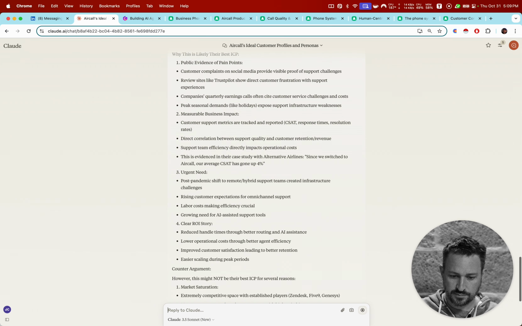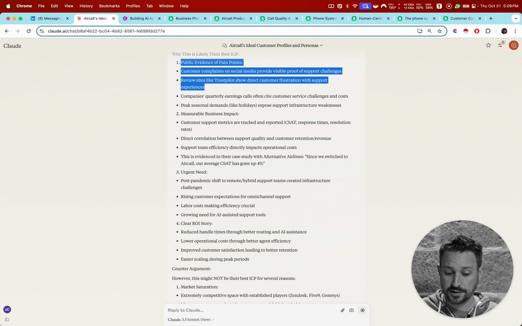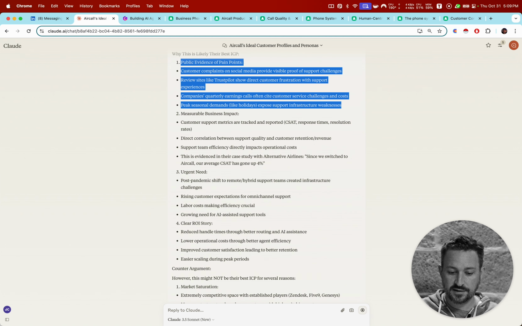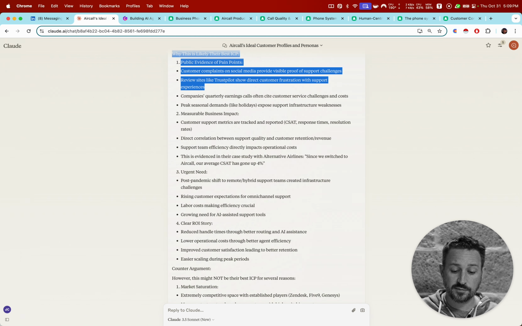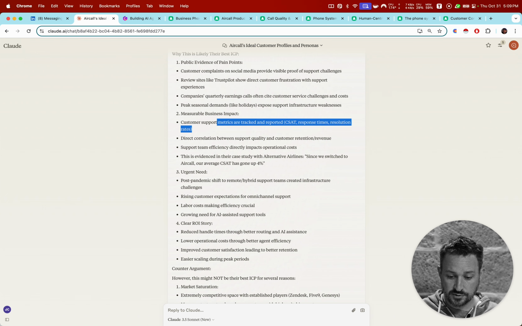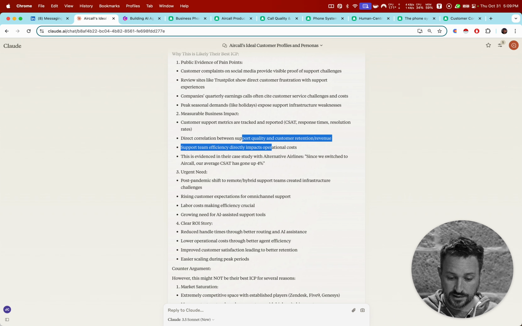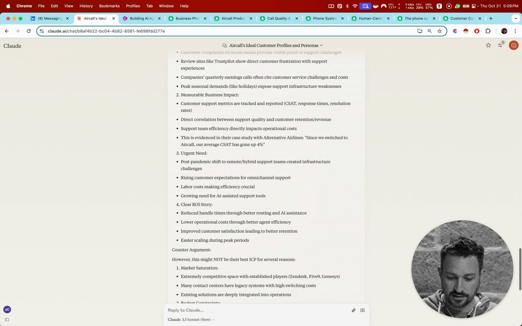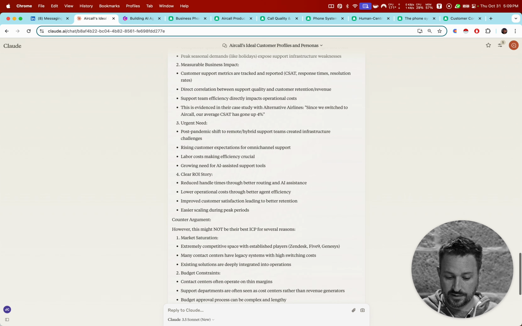Customer support teams, public evidence of pain points. This is really important, right? If we're going to send an AI agent out in the world and all the information is behind the great firewall, if it's in some company context, you're never going to have success, right? Customer support metrics, support quality and customer retention, urgent need, post-pandemic, very interesting. Okay.